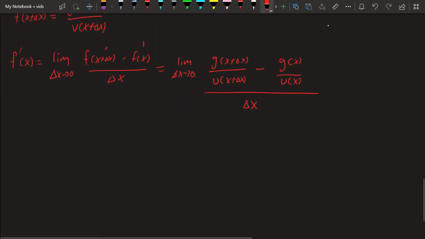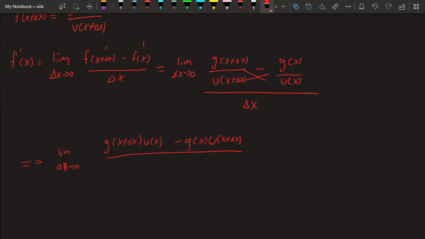Now, I'm just going to simplify this really quickly. What we're going to get is the limit as delta x goes to 0. So we cross multiply and then we multiply by the denominator. You know how to simplify a fraction, right? So we're going to get g of x plus delta x multiplied by v of x minus g of x multiplied by v of x plus delta x, all over their common denominator, v of x plus delta x multiplied by v of x, all over delta x, right?